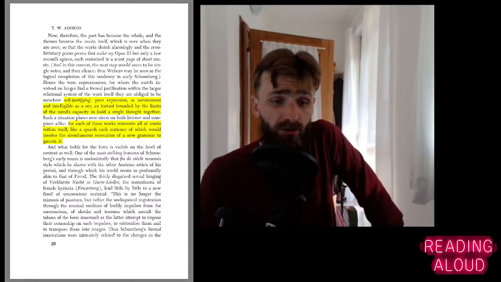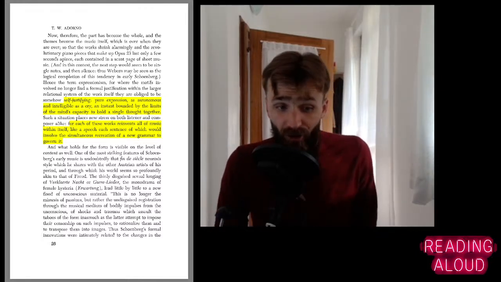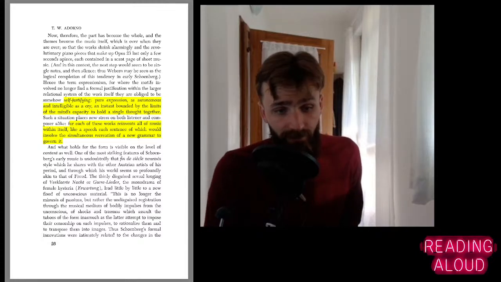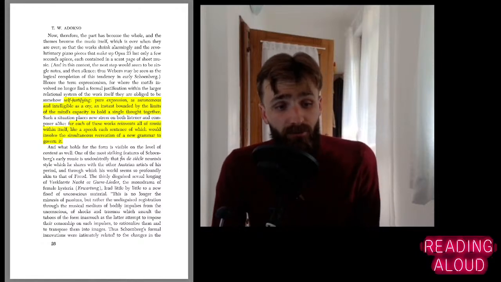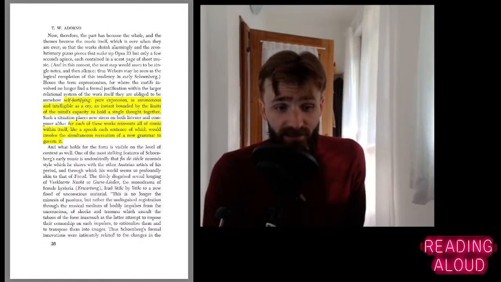One of the most striking features of Schoenberg's early music is undoubtedly that fin de siècle neurosis style which he shares with the other Austrian artists of his period, and through which his world seems so profoundly akin to that of Freud. The thinly disguised sexual longing of Verklärte Nacht or Gurrelieder, the monodrama of female hysteria, Erwartung, lead little by little to a new flood of unconscious material.